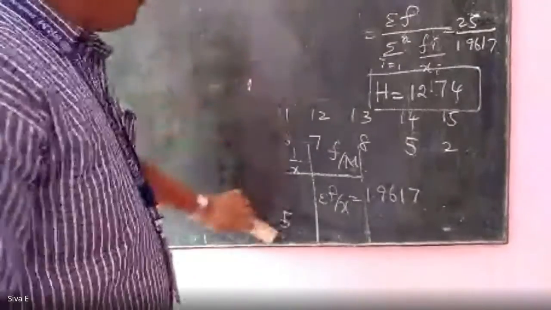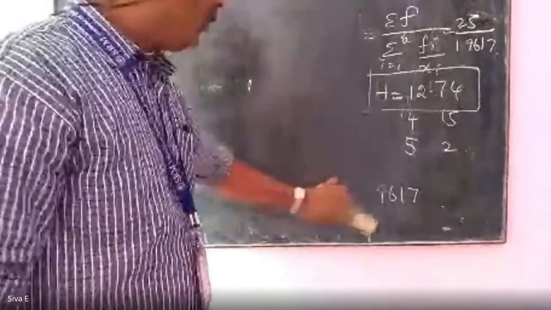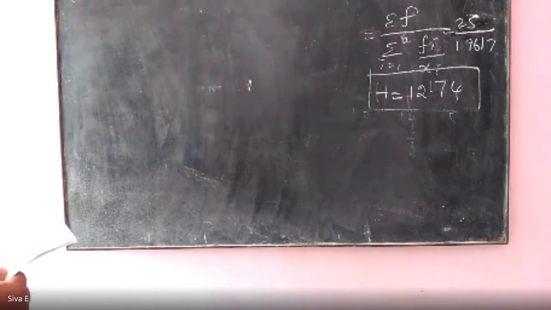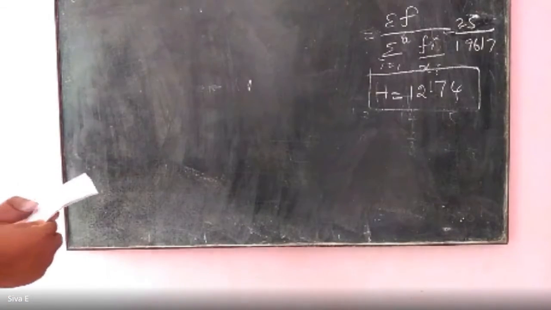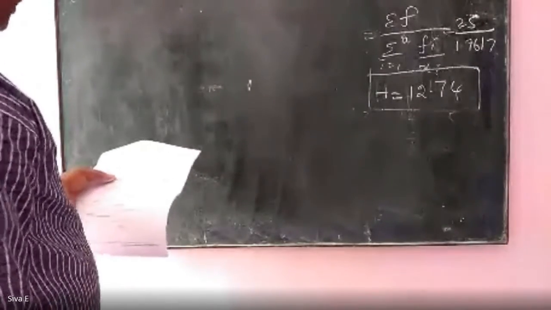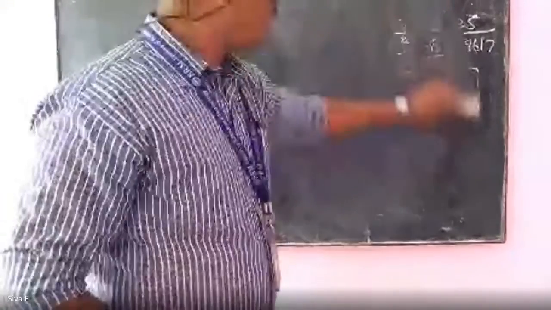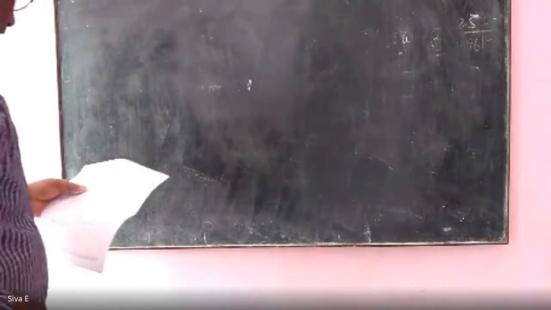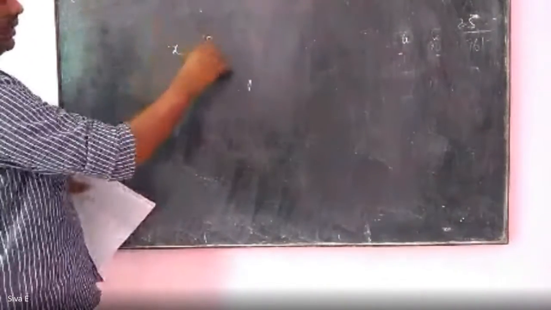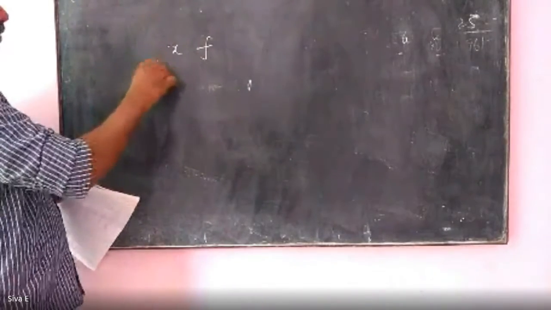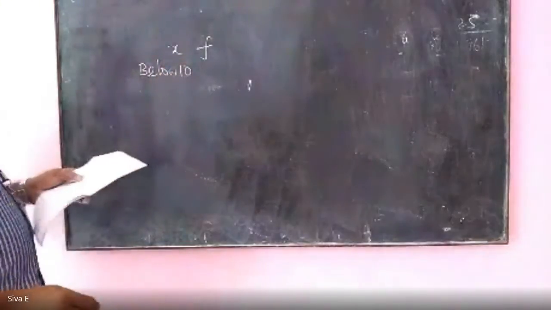Write the problem. Find the mean, median, mode for the following data. Only 15 minutes, okay. So give the data. X, F. X is below 10, F is 5.